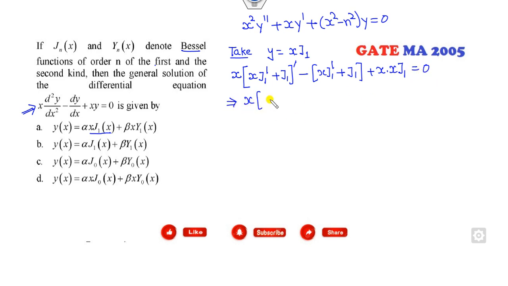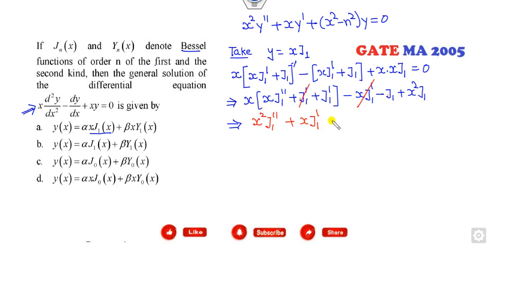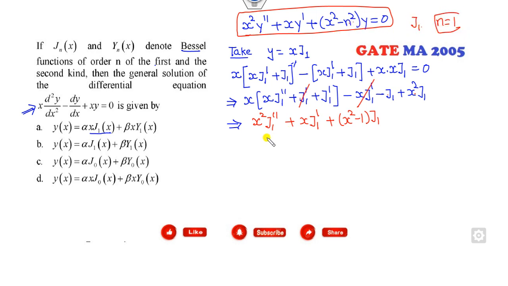So again I can find the second derivative: x J1'' plus J1' plus J1' minus x J1 plus x² J1. So what will happen? It is x² J1''. This value will be cancelled out from here, plus x J1' minus 1, and here plus (x² − 1) of J1. Does it equal 0? Clearly J1 satisfies here, because what is the meaning of the J1? n is equal to 1. So it means this is 0.